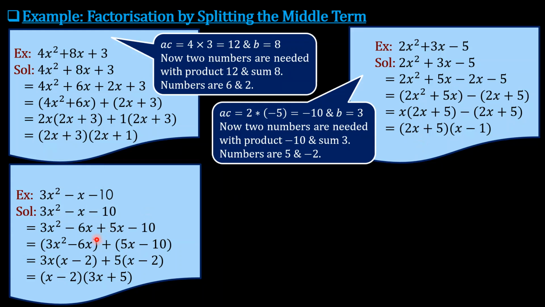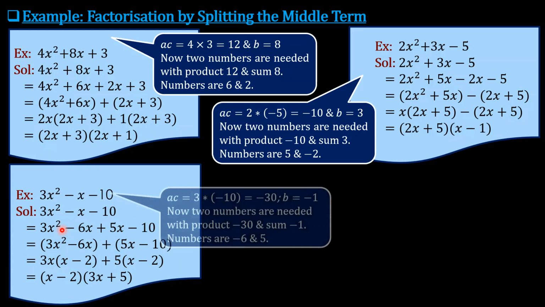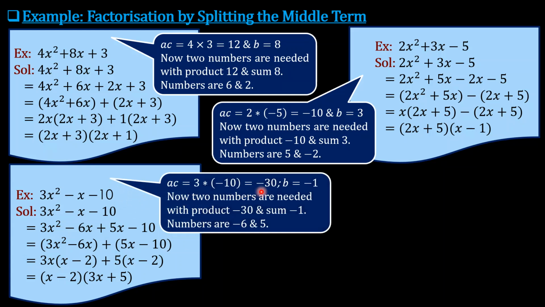This is another example, 3x square minus x minus 10. We can see AC equal to minus 30 and B equal to minus 1. So two numbers are needed with product minus 30 and sum minus 1. So numbers are minus 6 and 5.